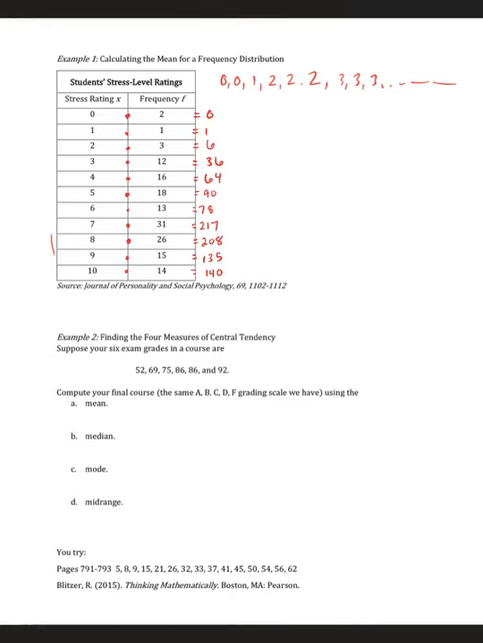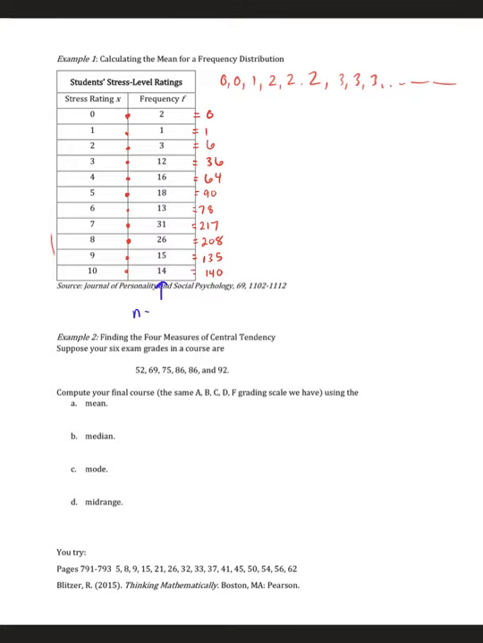Then what we want to do is find out what our n is, meaning how many data items we have. So we need to add up the frequency. Remember, just like we looked at in 12.1, when you add up all of these, that's going to give you your n. So go ahead, pause the video, and add them all up.